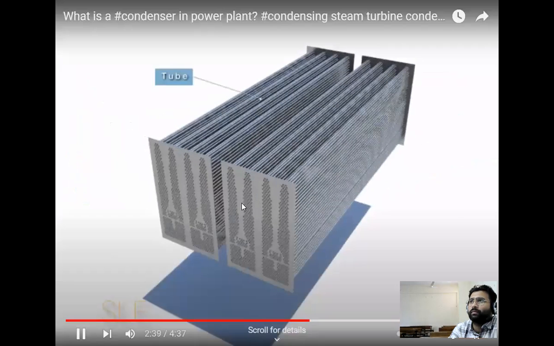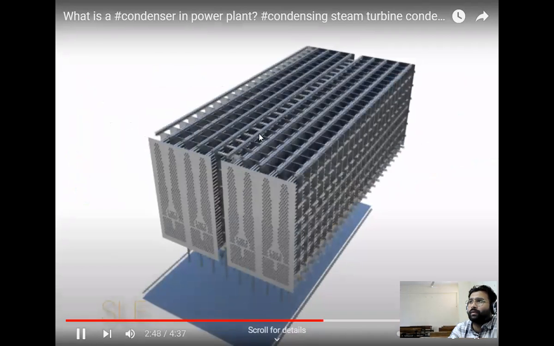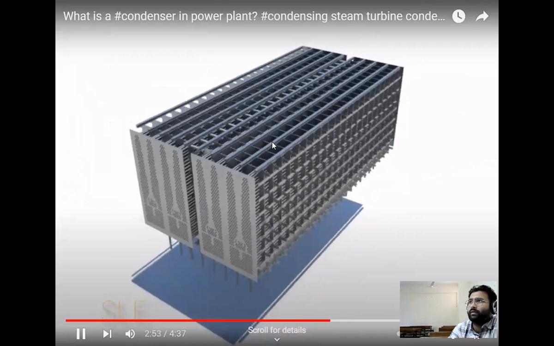So these are the plates. These are the tubes where the water will flow. It's a plate type of heat exchanger. So the condenser is a heat exchanger.